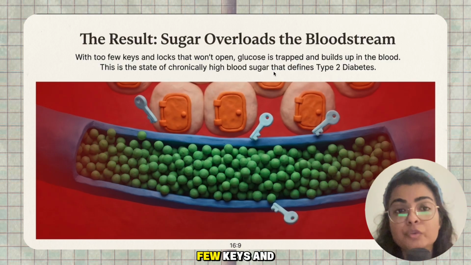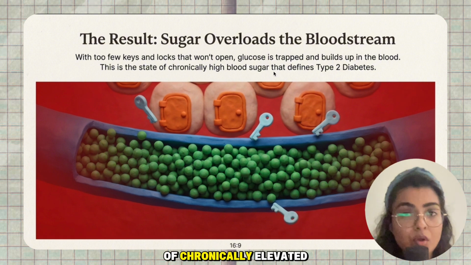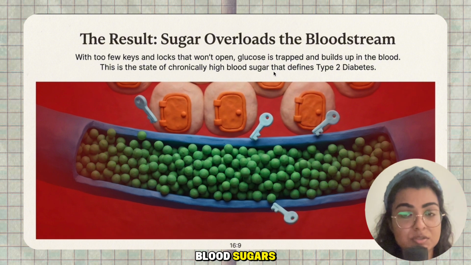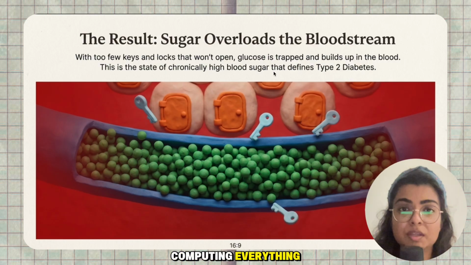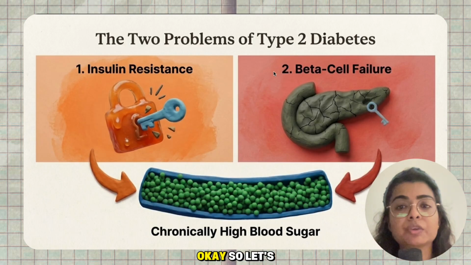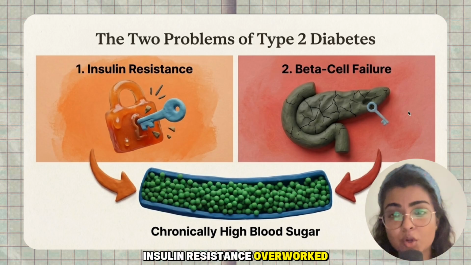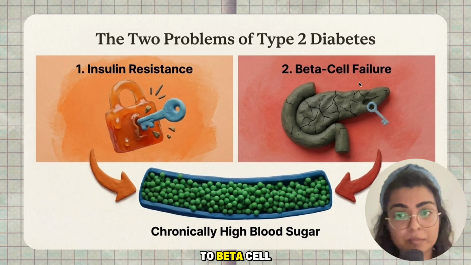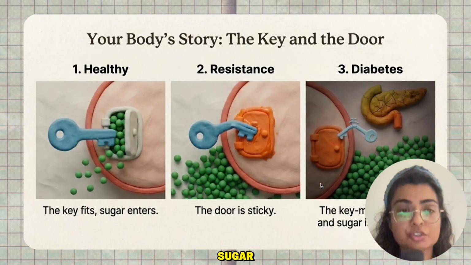So with too few keys and locks that won't open, glucose is quite literally trapped in the blood. And this state of chronically elevated blood sugars is what you call type 2 diabetes. I hope you're computing everything and you can still imagine the lock and key. If you can't, just replay it a little bit and you should get the hang of it, right? Okay, so let's recap. Insulin resistance, overworked pancreas that eventually leads to beta cell failure, and we end up with a chronically high blood sugar.